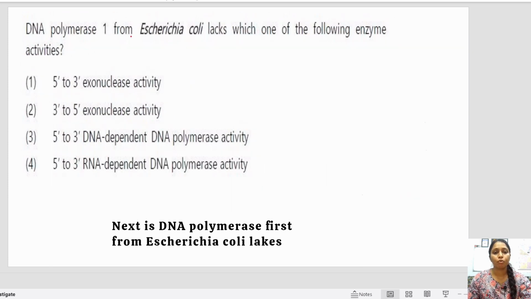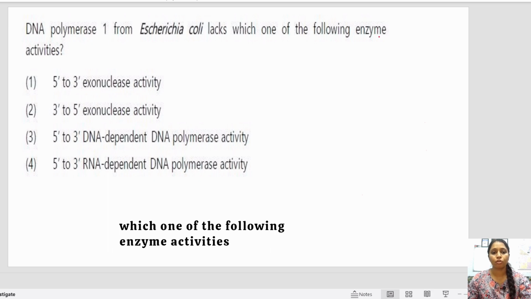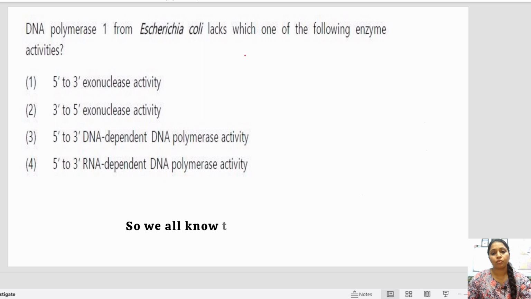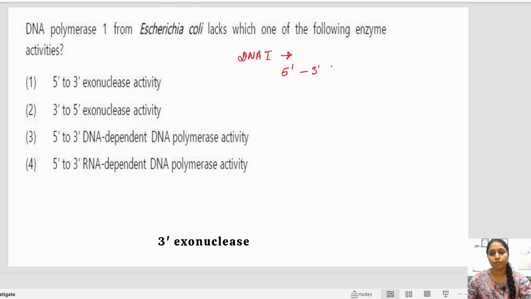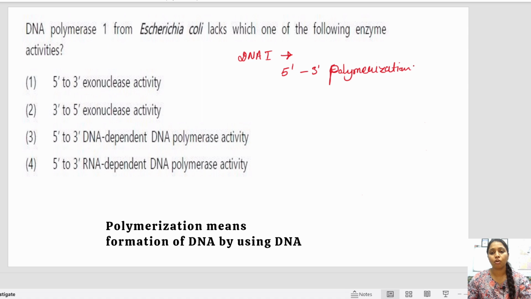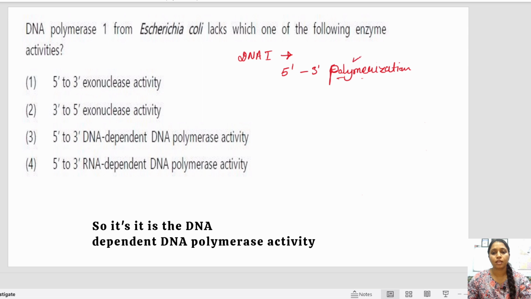Next is: DNA polymerase I from Escherichia coli lacks which one of the following enzyme activities? So we all know that DNA polymerase I has three most important activities: 5' to 3' polymerization activity. Polymerization means formation of DNA by using DNA. So it is the DNA dependent DNA polymerase activity.